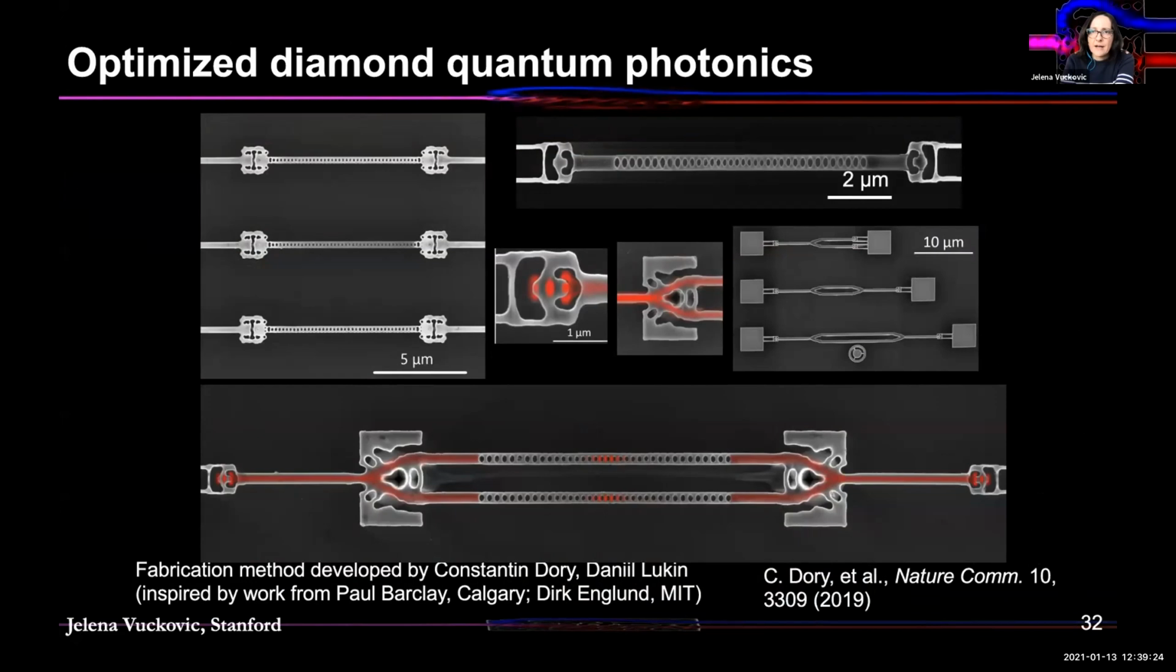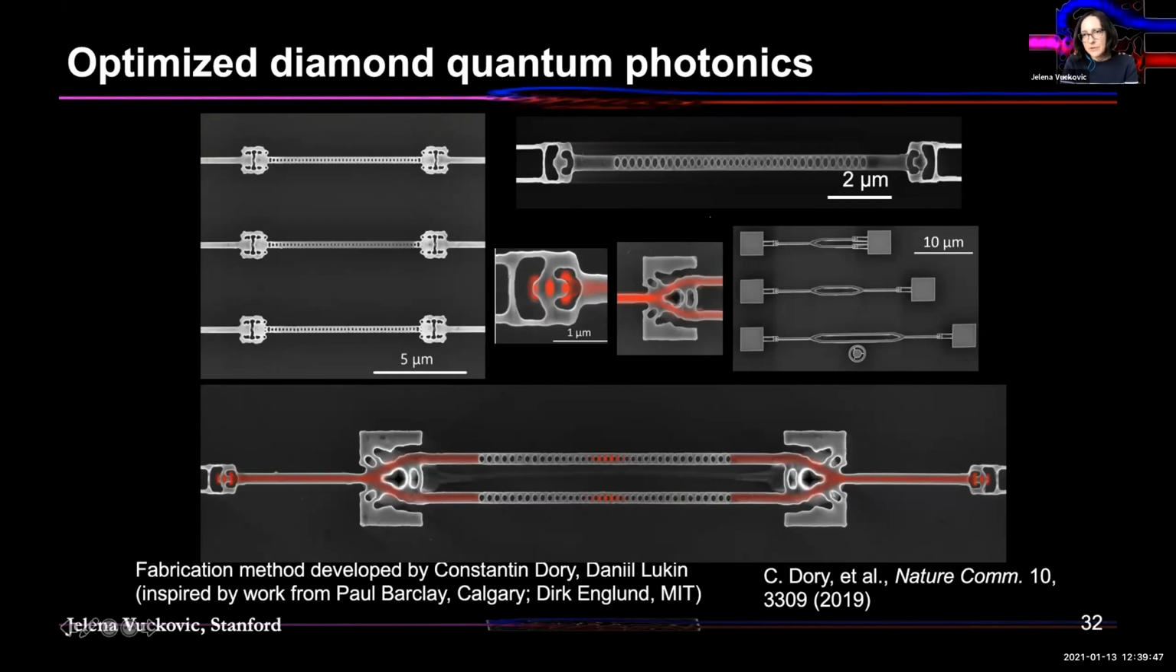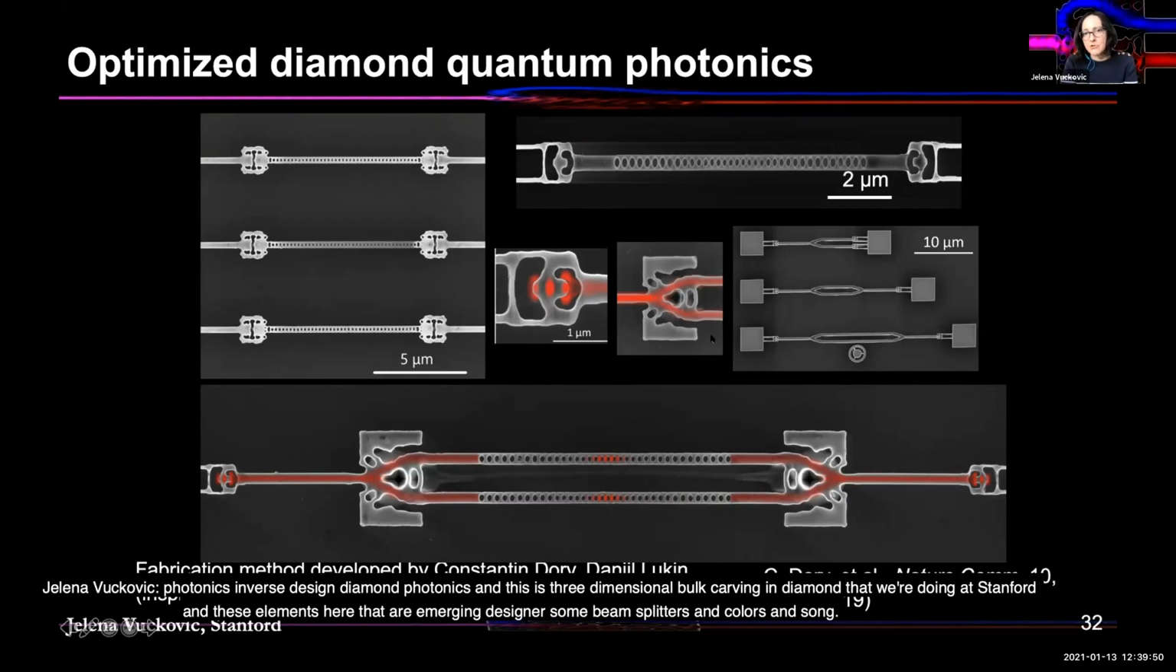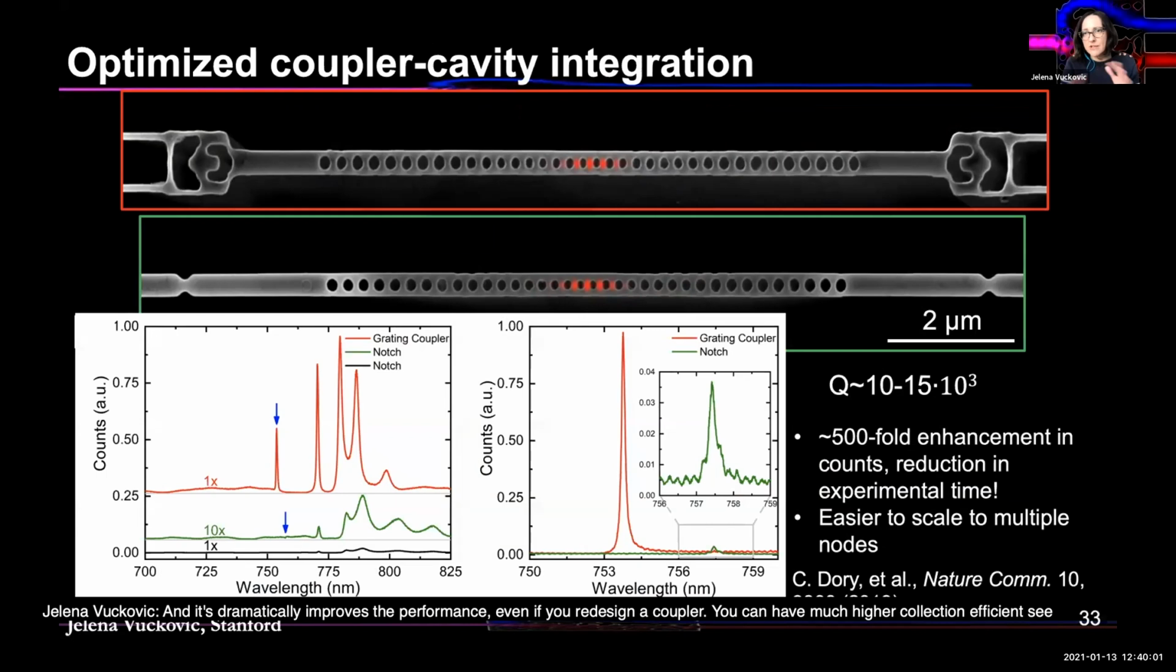There are so many, it's even more pressing and more critical to have very high efficiency and to have very large robustness to any errors in fabrication, because every photon here matters much more than in classical devices. So that's why we had to design a variety of elements. This is for the diamond photonics, inverse design diamond photonics. And this is three-dimensional bulk carving in diamond that we're doing at Stanford. And these elements here that are inverse design are some beam splitters and couplers and so on. And this dramatically improves the performance. Even if you redesign a coupler, you can have much higher collection efficiency.